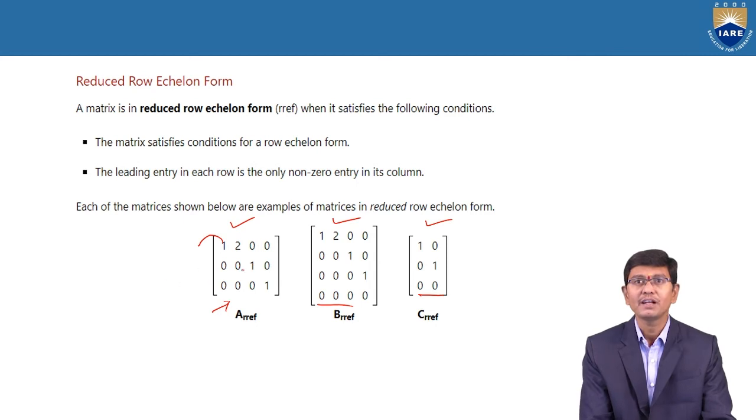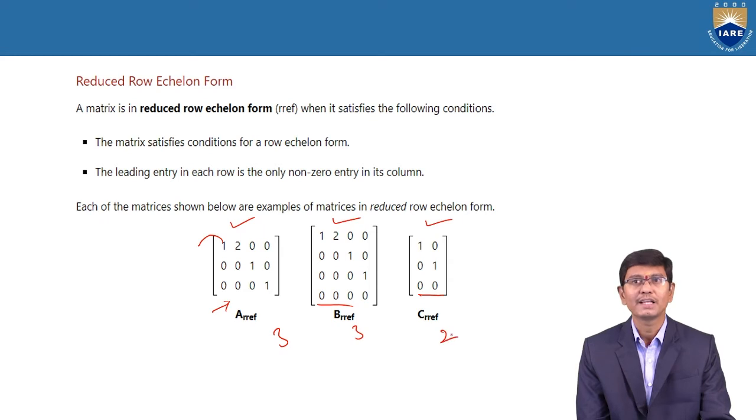If you want to find the rank of the matrix, for the first one it is equal to 3, the second one the rank is 3, and the third one the rank is 2. Why? Because the number of non-zero rows in the first one is 3. And again, in the second one, the number of non-zero rows is also 3. And in the third one, the number of non-zero rows is equal to 2.